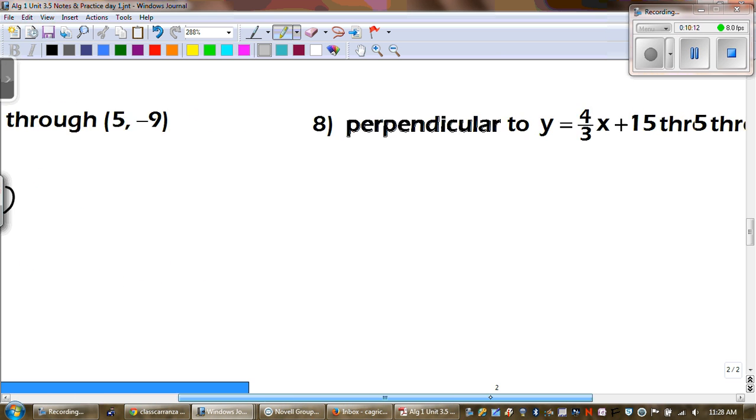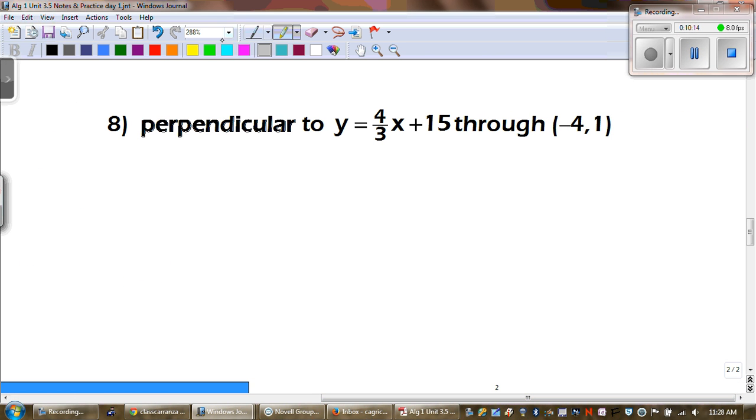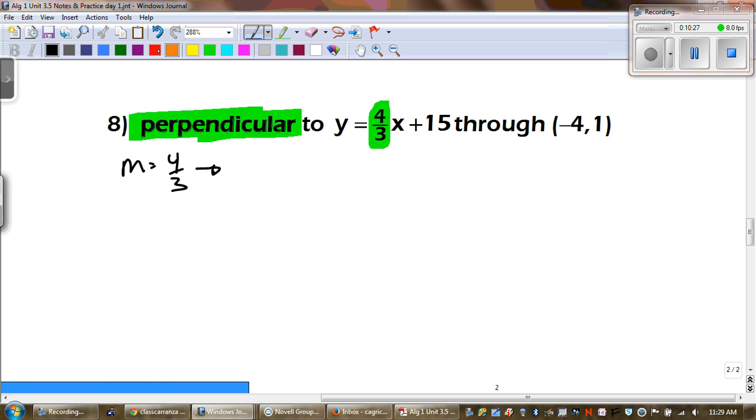Okay. Number 8. Keyword: perpendicular. There's our slope. If our slope is 4/3, if I want the opposite reciprocal, it's going to turn into a negative 3/4. Okay?